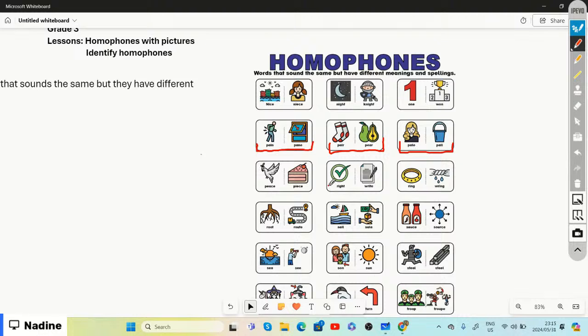Then we have the word right and right. I'm just choosing random ones, right? So the first one, right, is like saying, oh, that is correct. It's right. Like sharp, let's continue. That is all right. Then the next one, write, is like when you are either writing a letter, writing something down.